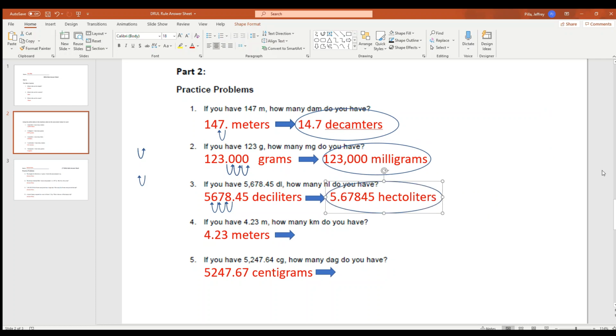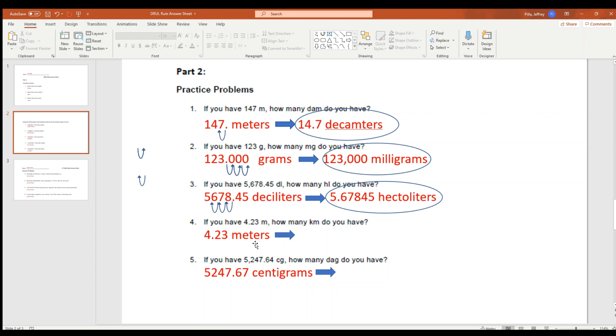And that's our answer. Okay? Alright. Moving on. If you have 4.23 meters, how many kilometers do you have? Okay? So we're starting off with meters. We want to know how many kilometers we'll have. So we're moving from meters to kilometers.